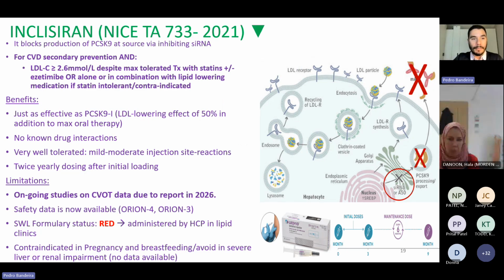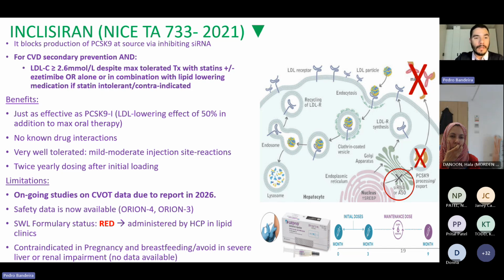Inclisiran is another injectable therapy. It has a NICE TA from 2021, and it blocks the PCSK9 protein as well, but it blocks the production of it at the source via the silencing RNA. And therefore, the PCSK9 protein won't be produced, which results in increased LDL receptors on the liver surface.